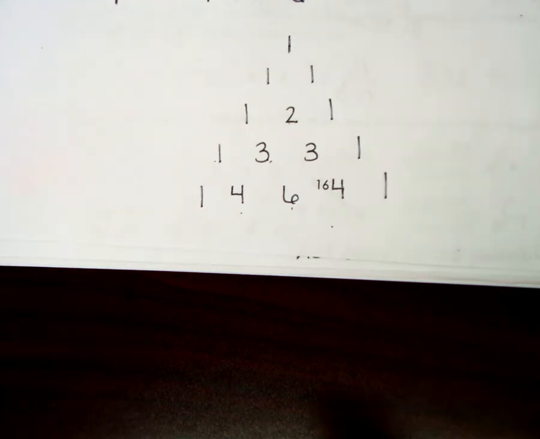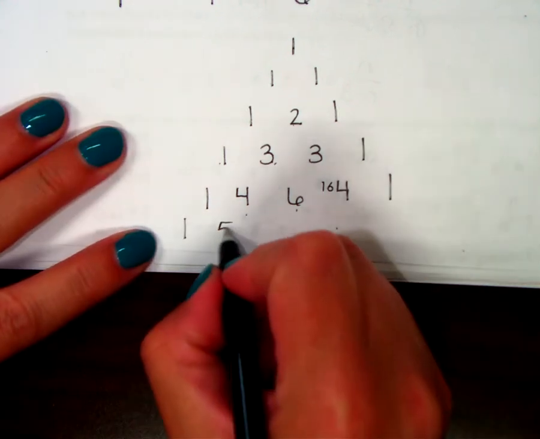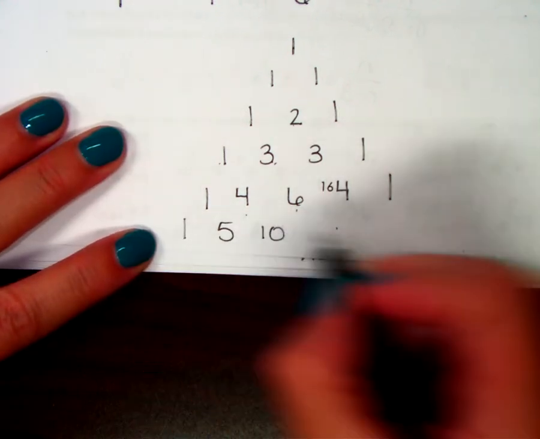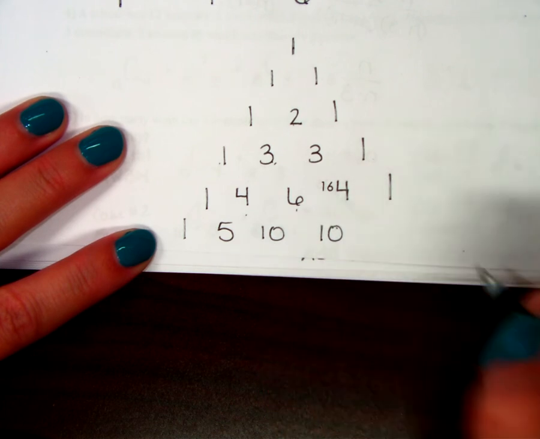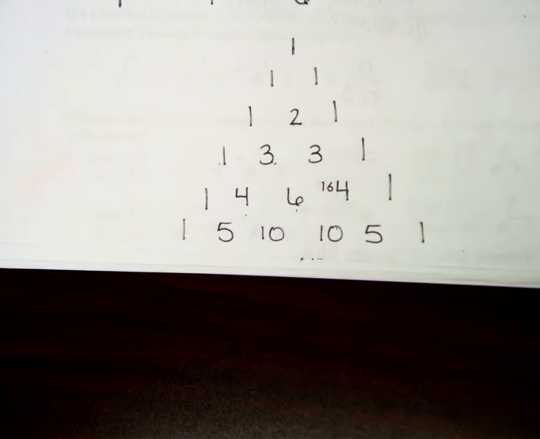So what would the next line be? We can do it without doing combinations. So it'd be 1, 5, 10, 10, 5, 1. What's the next line? 1, 6, 15, 20, 15, 6, and 1. There you go. There's Pascal's triangle. Is that any use to anything? It's tomorrow.